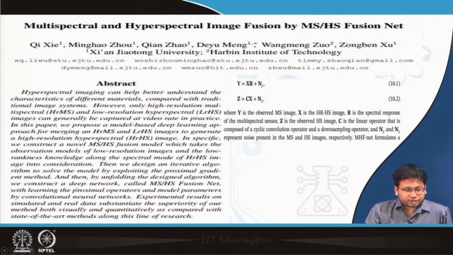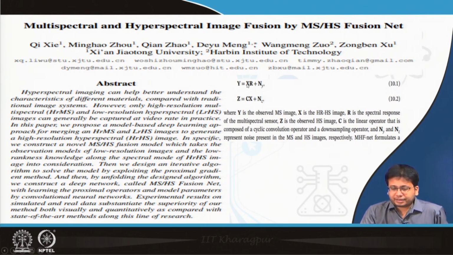designed algorithm we construct a deep network called MSHS fusion net, learning the proximal operators and model parameters by convolutional neural networks. Experimental results on simulated and real data substantiate the superiority of our method both visually and quantitatively as compared with state of the art methods along this line of research. So, basically the aim is to build a neural network, which they are calling the fusion net, which learns the various parameters and operators through CNNs, the convolutional neural networks.